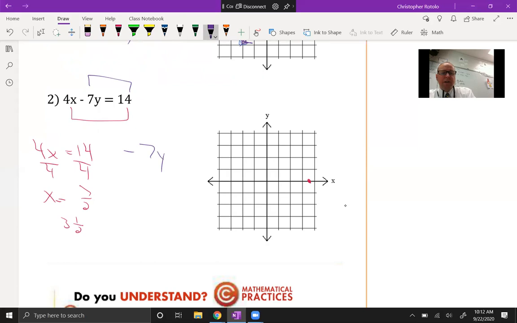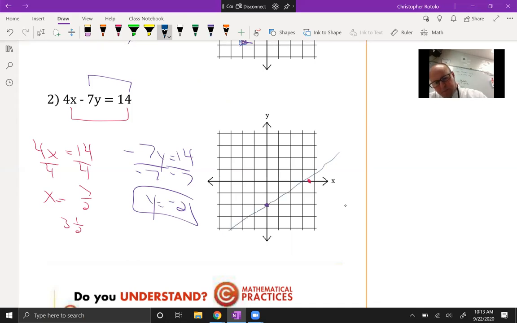Negative 7y equals 14. Divide by negative 7. Y equals negative 2. Negative 2. Whoop, there it is. Okay, and we'll connect them. There you go. Okay, so that's graphing it. We're using intercepts to do it.